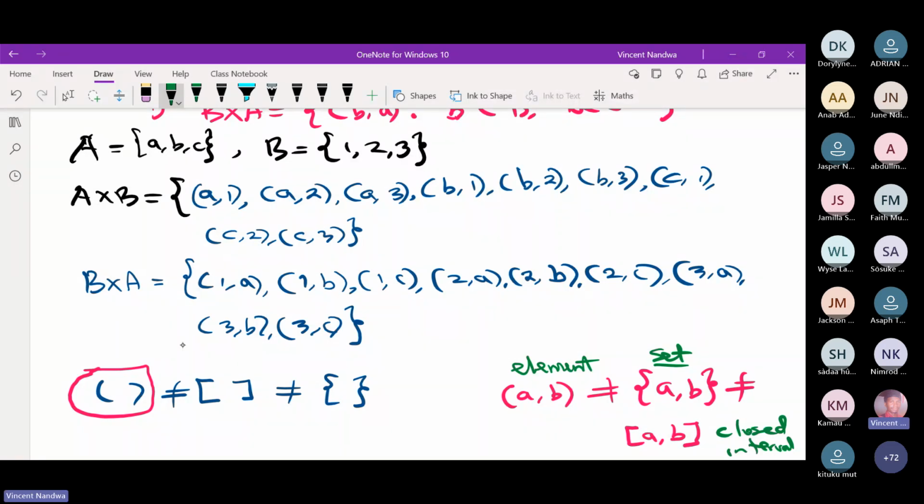Now, from this result, is the element (a, 1) the same as the element (1, a)? Are those two the same?